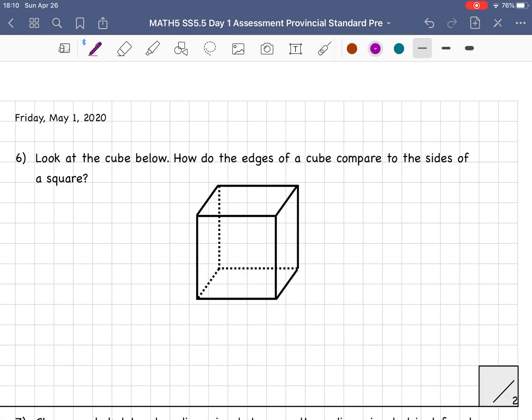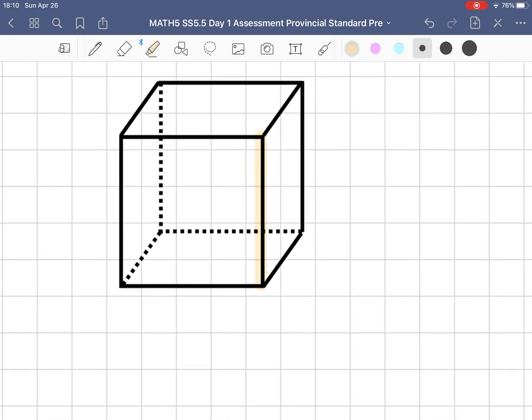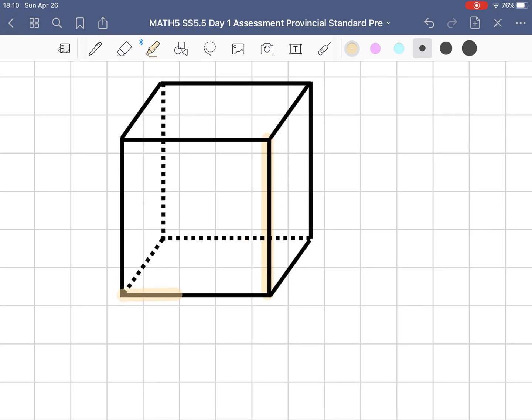All right. Let's look at the cube below. How do the edges of a cube compare to the sides of a square? Well, let's take a look at this cube. Here's an edge right here, highlighted in orange. Here's another edge right here. Here's another edge right here. Those are all edges. Now, if I look at a face in pink, let's look at this front face. What shape is that front face? That front face is just a square.